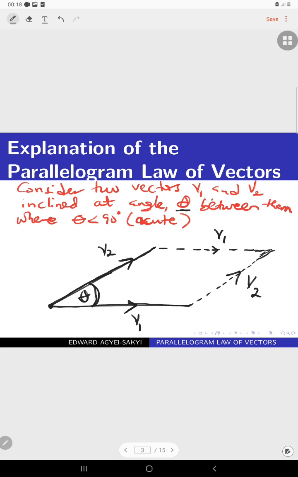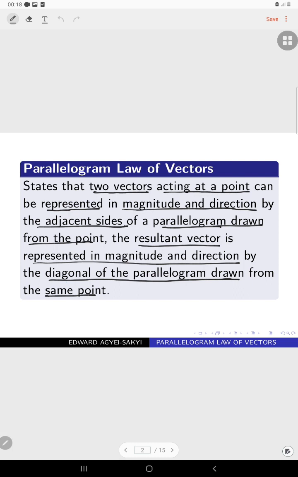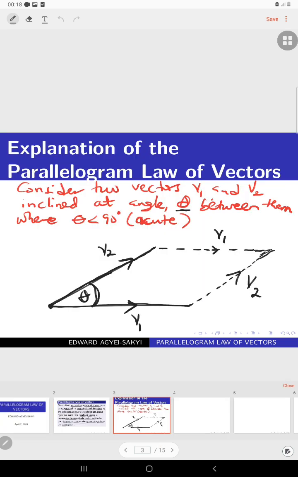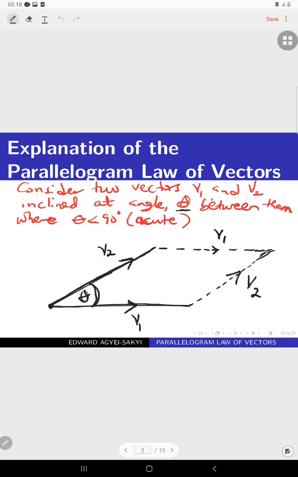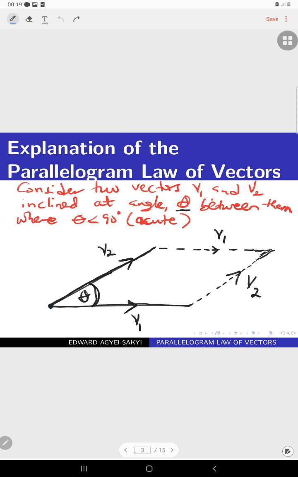Then, back to the law, it is saying that we will get the resultant by the diagonal of the parallelogram, and it must be drawn from the same point. So let's go check the diagram. We are going to get the diagonal from the same point. This point is what he's talking about. Let me change the color of the pen so that you know what I'm talking about. He's saying that the resultant is the diagonal drawn from here.